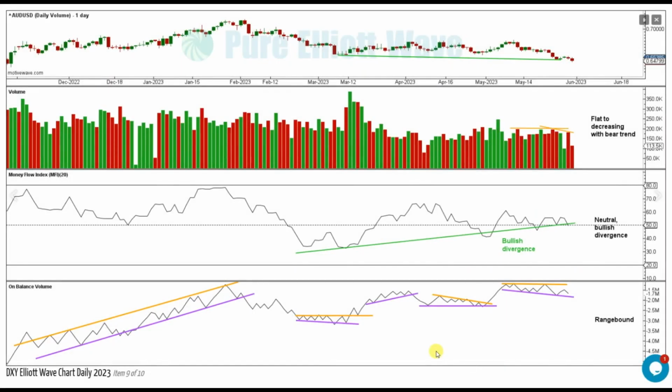On the daily chart here, we have flat decreasing recent volume with the bearish trend, and then we also have some bullish divergence between this bottom and this pivot here, and that is a bullish sign from money flow. On balance volume, you can see we are range bound between these two lines right here, so a breach of that should be noted moving forward.